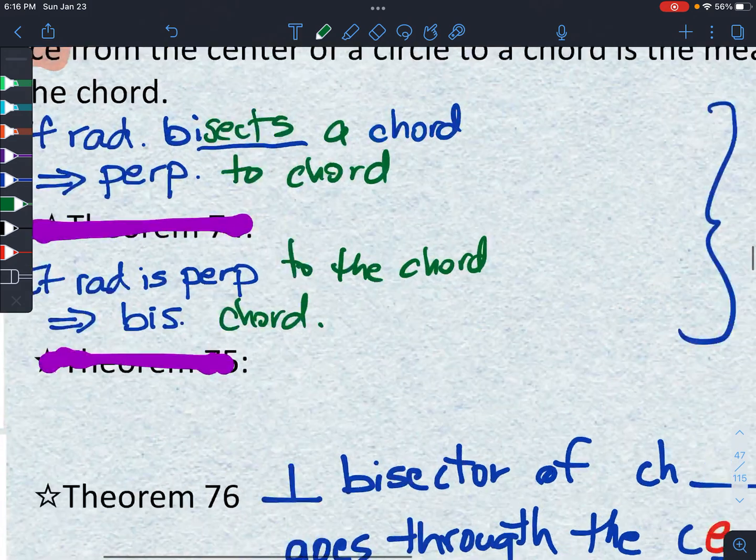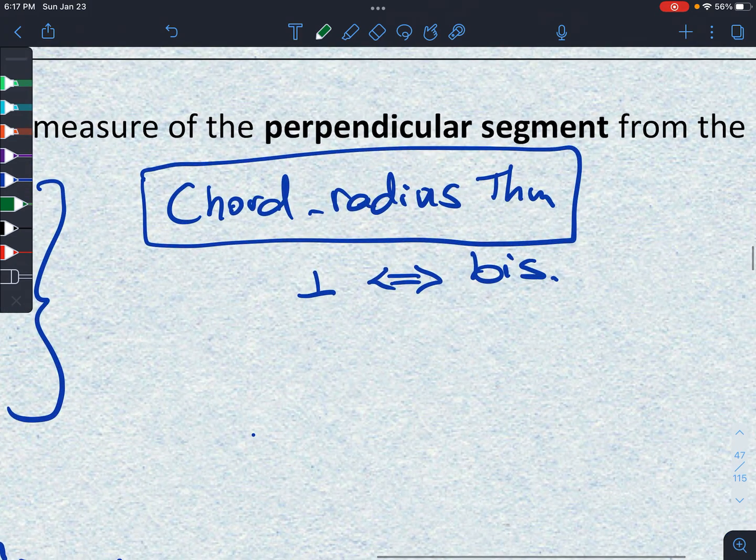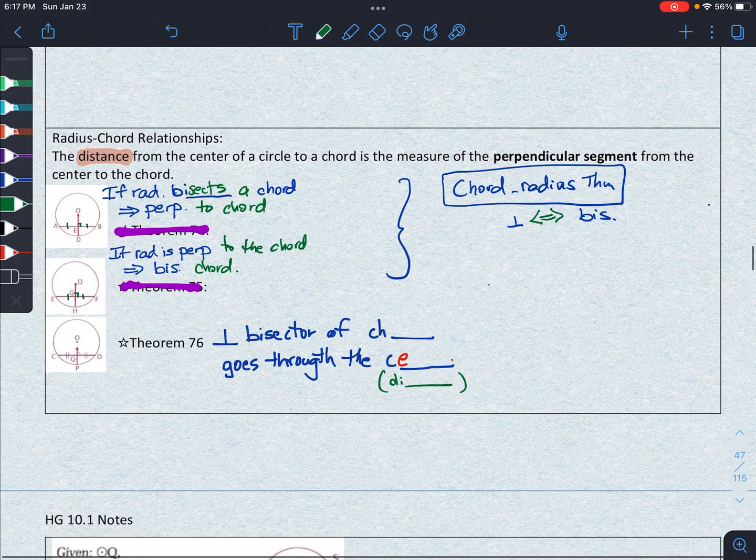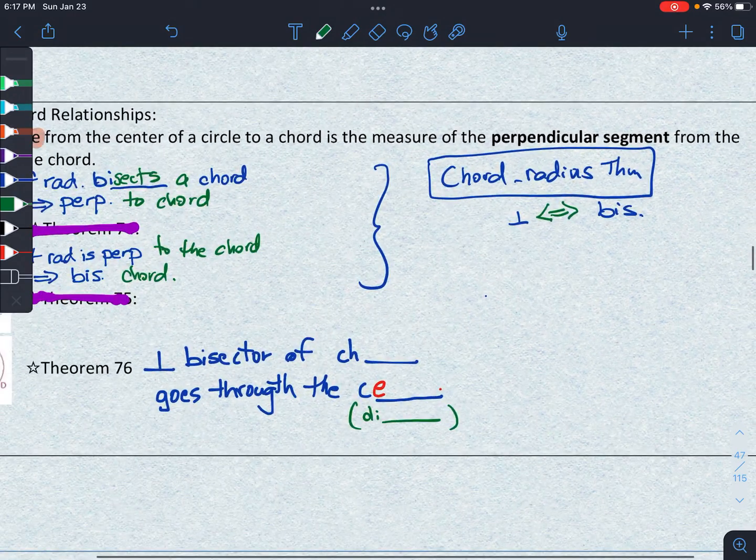So this can be summarized with this little chord-radius relationship, and that is that in general, with chords and radiuses, if they're perpendicular to each other, then they bisect. And if they bisect, then they're perpendicular. So it's a neat little, what we call a biconditional, because it goes both ways.